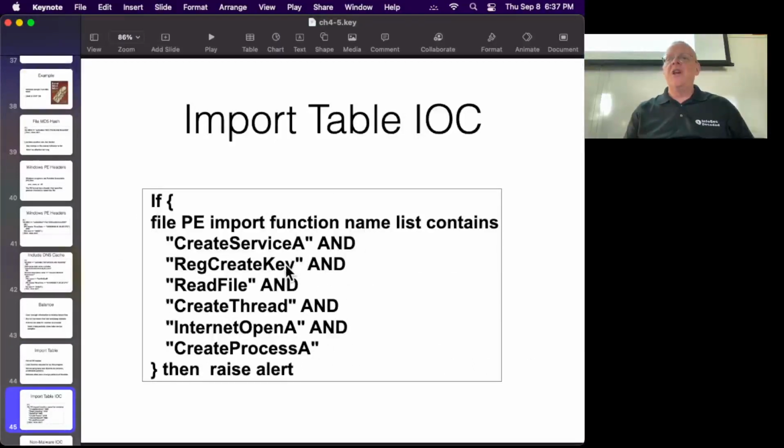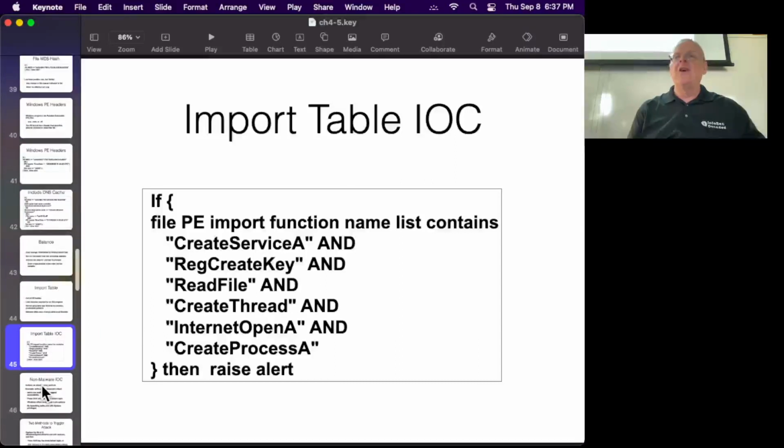CreateService, RegCreateKey, ReadFile, CreateThread. You might say if it's using all these functions, then that makes it suspicious. Now, you might find that there are innocent files that pass this test. So this might suffer from false positives. You'd have to test in your environment to see. But it might be that this particular combination of functions is only used by the malware. And then, of course, unless they make very large changes in the malware, it'll still pass this test. So that's another way to go.